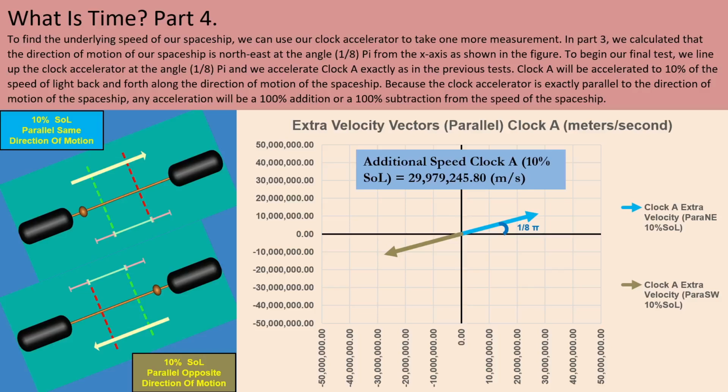In Part 3, we calculated that the direction of motion of our spaceship is northeast at the angle 1/8 pi from the x-axis as shown in the figure. To begin our final test, we line up the clock accelerator at the angle 1/8 pi, and we accelerate clock A exactly as in the previous tests. Clock A will be accelerated to 10% of the speed of light back and forth along the direction of motion of the spaceship. Because the clock accelerator is exactly parallel to the direction of motion of the spaceship, any acceleration will be a 100% addition or a 100% subtraction from the speed of the spaceship.